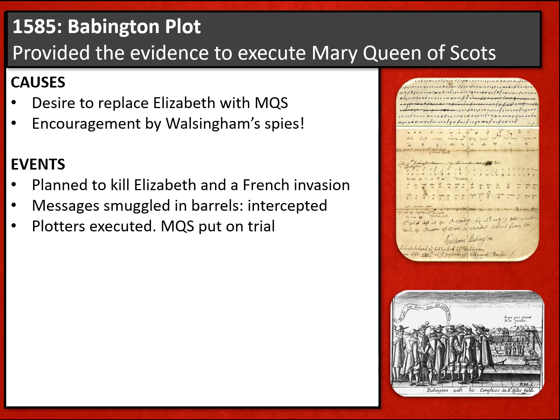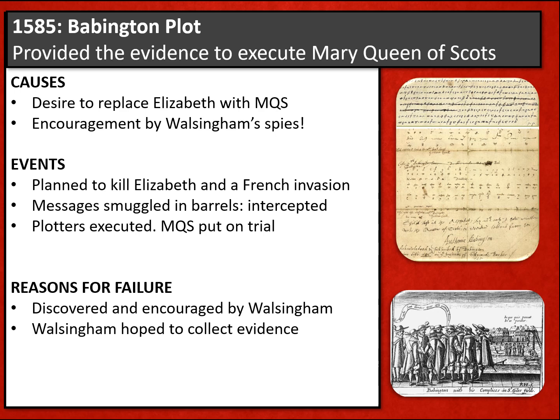So she was found, as you can see in the top images, smuggling coded messages in and out of her forced imprisonment, and these were intercepted and read by Walsingham. The one that does for her is a note that says, "Let the great plot commence," which is pretty definite that she was encouraging Elizabeth's death. So the plotters were executed, and then Mary Queen of Scots was put on trial for treason, which in itself was really controversial and would cause outrage in the end across Europe.